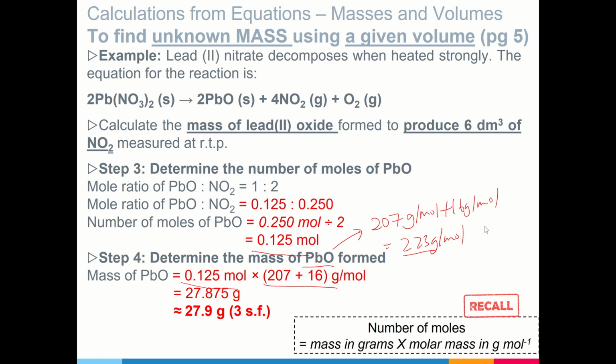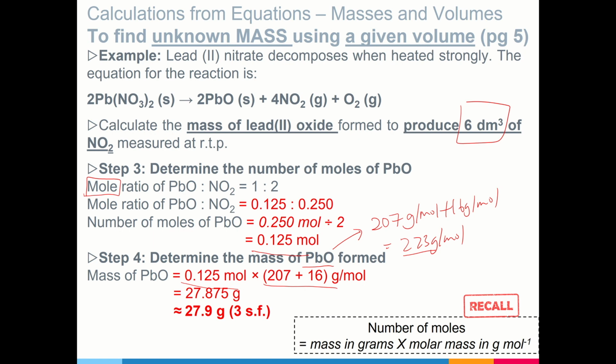Okay, so the method is the same. Just that now instead of mass, you are given a volume. So you always convert it to number of moles because you are always using mole ratio. We don't say mass ratio, we don't say volume ratio, we are using mole ratio. So always convert to moles.